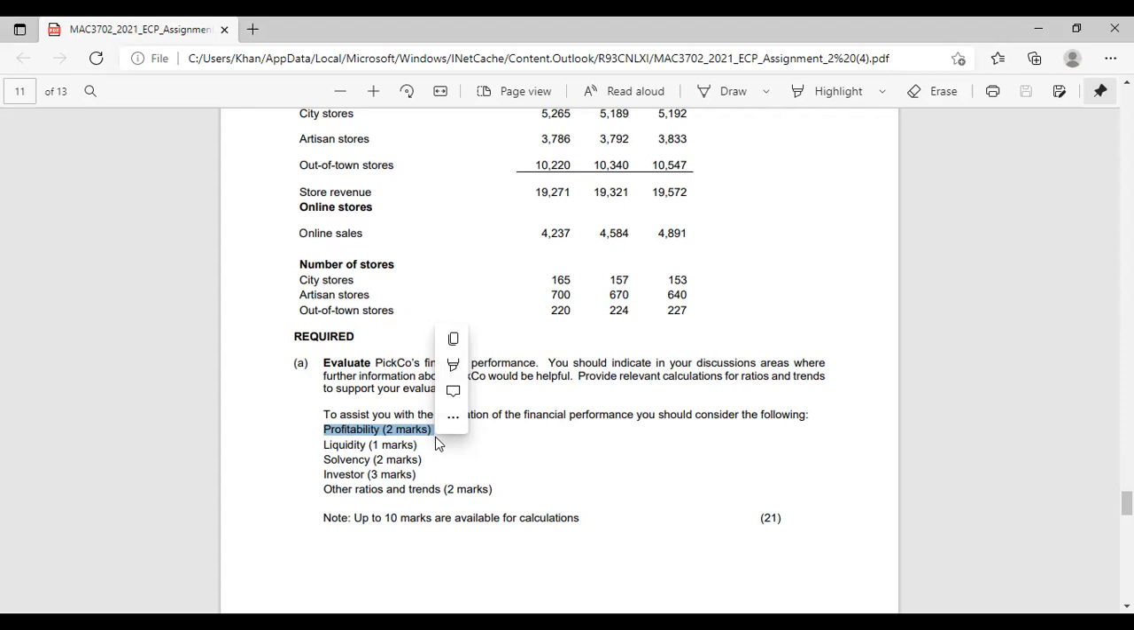Okay. So the formula for gross profit is gross profit divided by sales times 100. The formula for net profit is net profit divided by sales times 100. Then for liquidity, there are 2 types of liquidity ratios. You have the current ratio and you have the acid test ratio. Because it's only 1 mark, you use the typical ratio for liquidity, which is the current ratio. Let me just put it down on the Excel sheet.